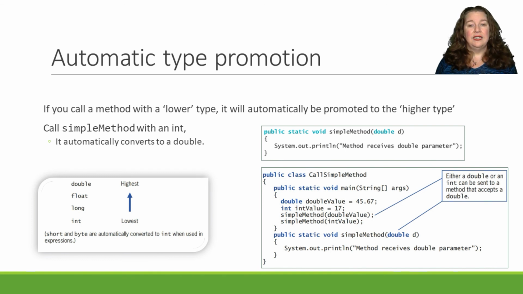That being said, don't try to pass a double in for an integer. It can't go the other direction. So it's very important to keep track of that. You can automatically type promote up, but you don't want to plan on it automatically type demoting down, because it won't do that.